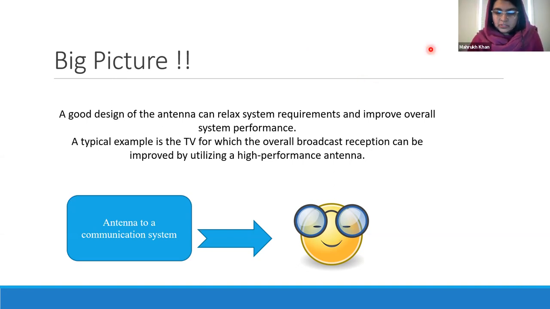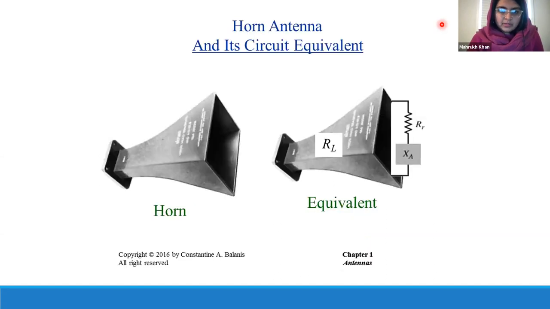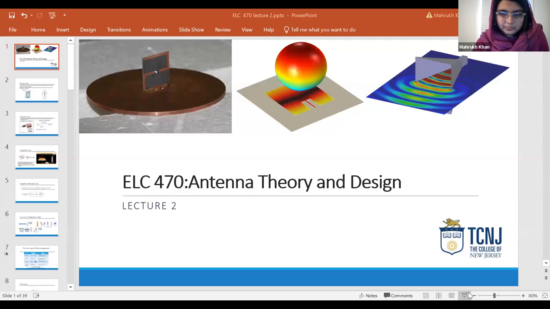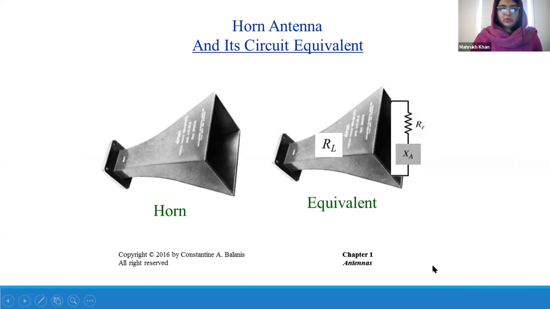Okay, so this is a horn antenna, and we talked about equivalent resistance and the equivalent circuit. So we can design this equivalent circuit like that here. Let me check how much time we have. Okay, we have time. That's good. So this is our horn antenna and its equivalent circuit, okay?